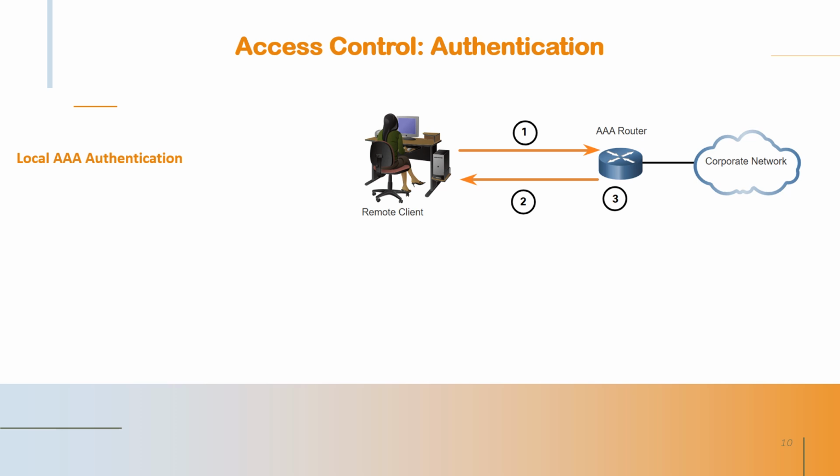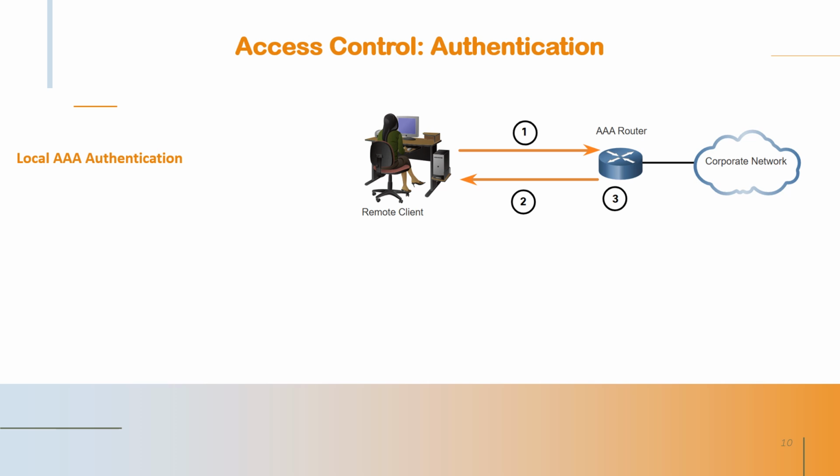Here the client establishes a connection with the router. The AAA router prompts the user for a username and password. The router authenticates the username and password using the local database, and the user is provided access to the network based on the information in the local database.